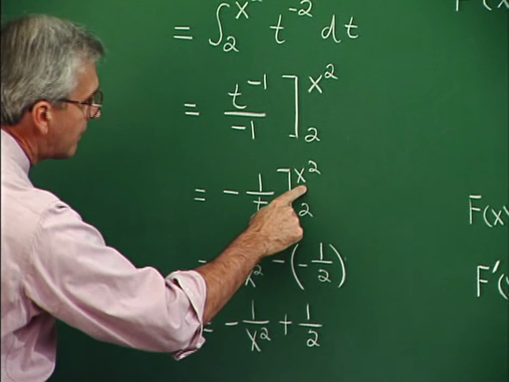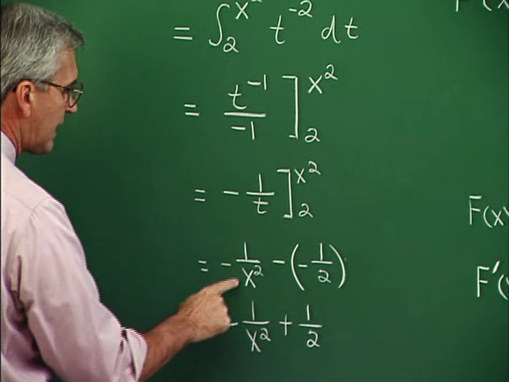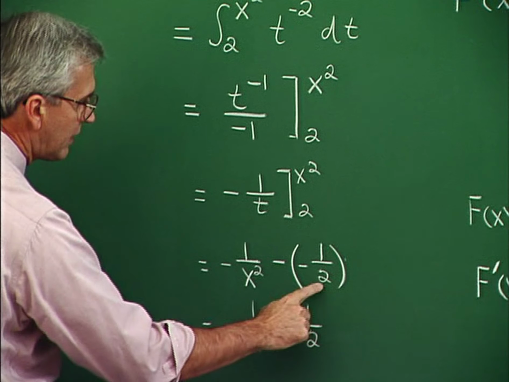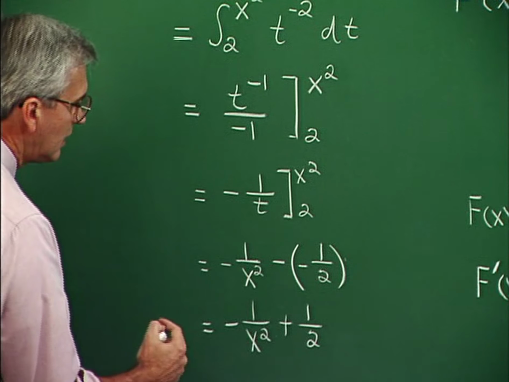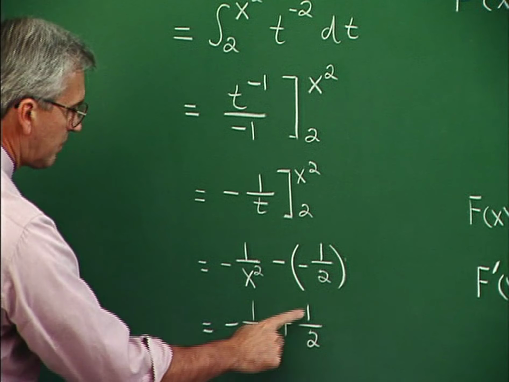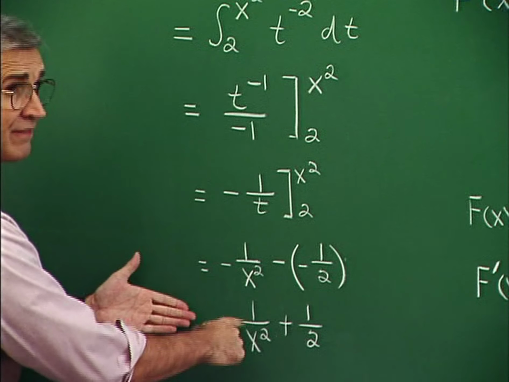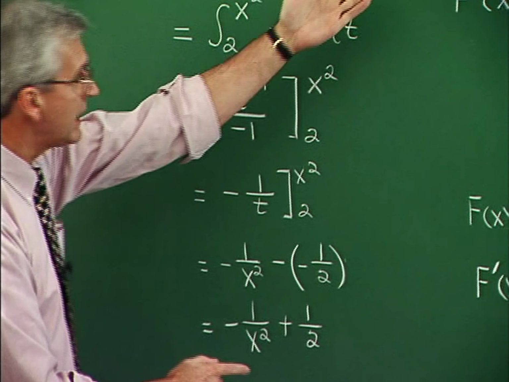So big F of x squared means replace t with x squared. And big F of 2 means replace the t with 2. So we have this. And then this becomes plus 1/2. So here's what big F of x turns out to be, and I've repeated it up here.